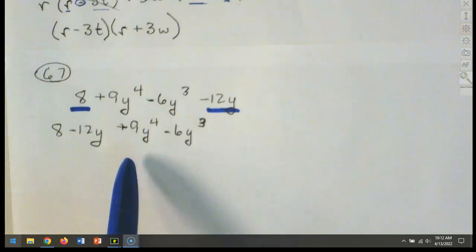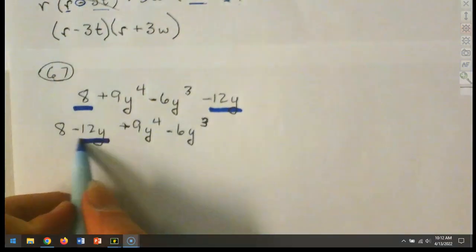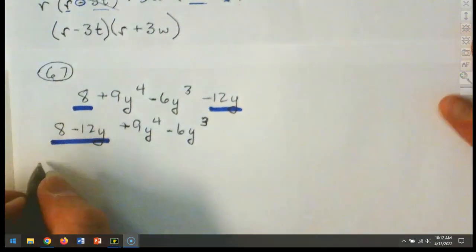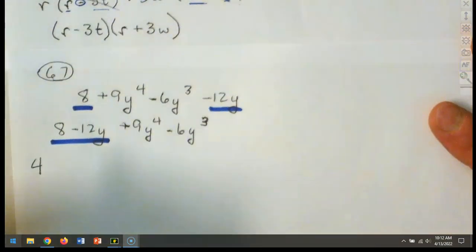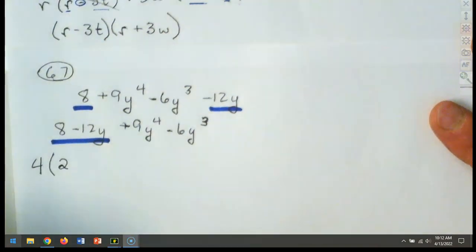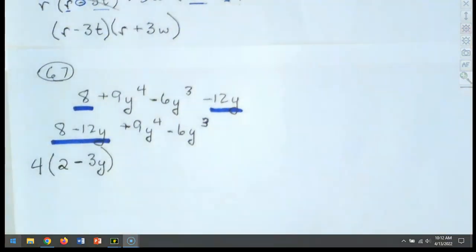Now, we do need to make sure that when we factor something out of the second two pieces, they're going to match the first two pieces. So the first two pieces, we're going to factor out a 4, because that's what they have in common. So I'm going to factor out a 4. And that is going to leave you then with a positive 2 and a minus 3y. What about the next two pieces?